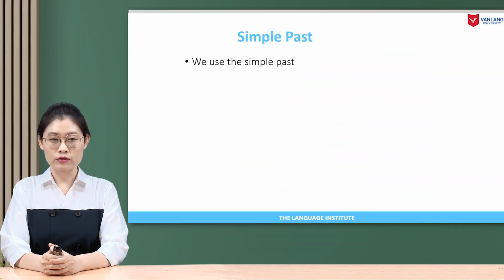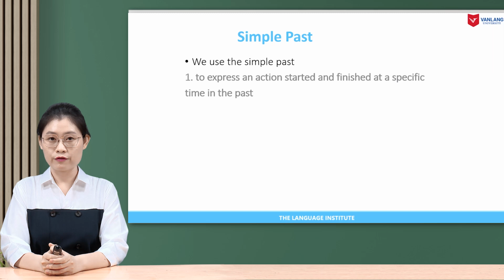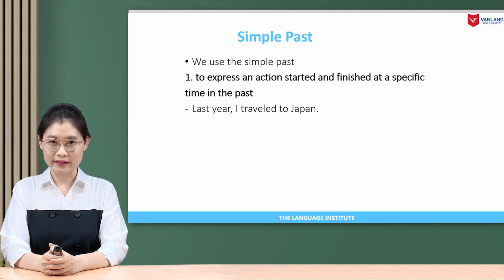Alright, so let's move on to the use of simple past. We use the simple past first to express an action started and finished at a specific time in the past. For example, last year I traveled to Japan. So you can see the action of traveling to Japan started and finished last year.